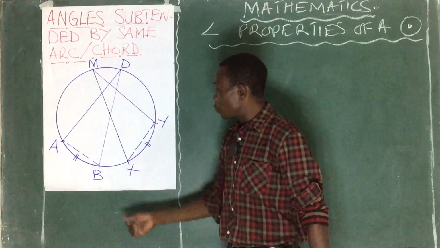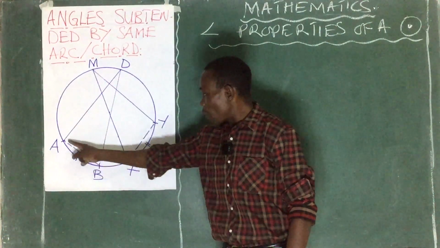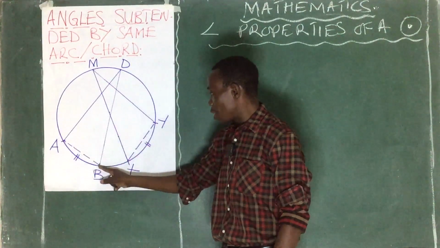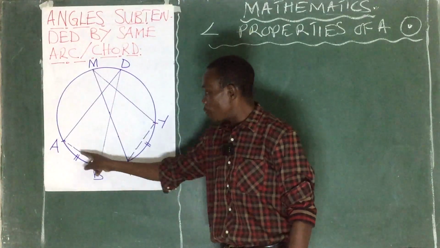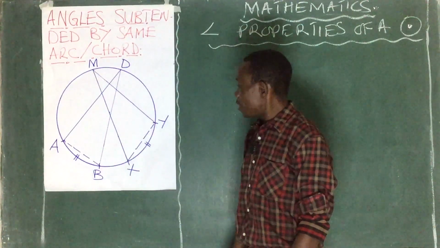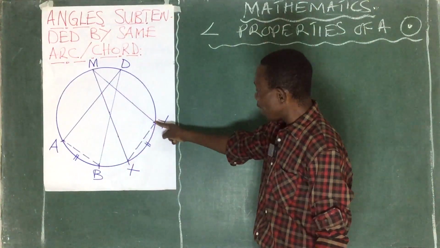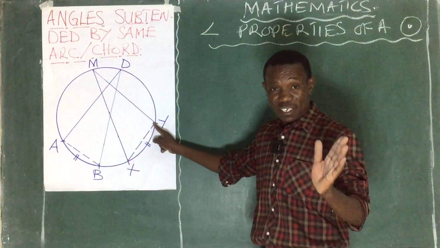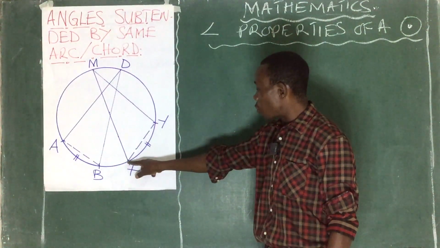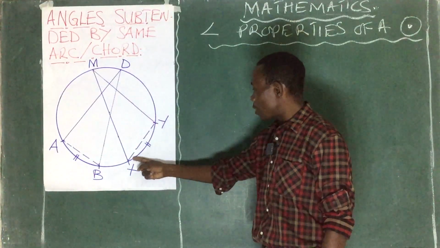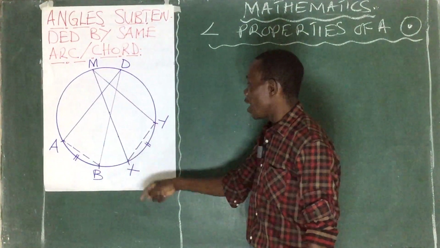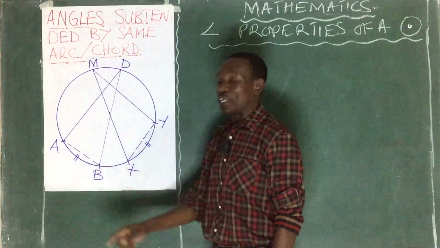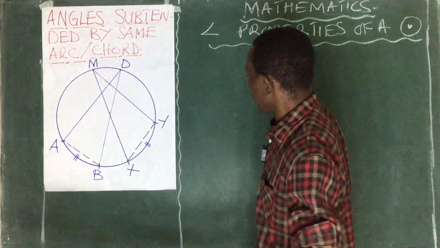For example, if I talk of arc AB, it can have a related chord: when you join A and B, you have chord AB. So when we are talking of arc AB, we are also referring to chord AB. Here again, if we talk of arc XY, when we join X and Y by a straight line, you will observe that we have chord XY. So everything I talk about arc XY will be the same for chord XY, and whatever I talk about arc AB will be the same for chord AB.